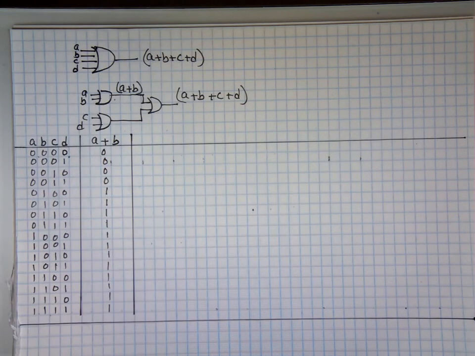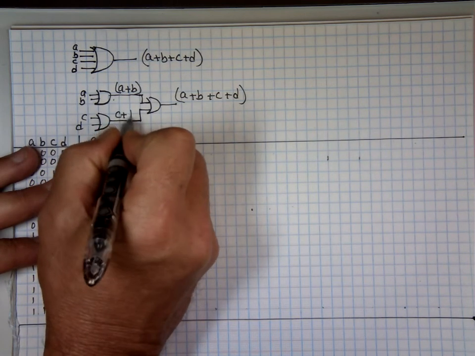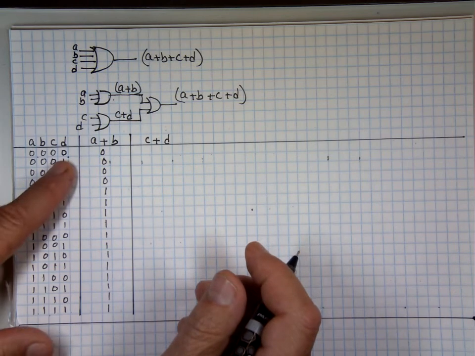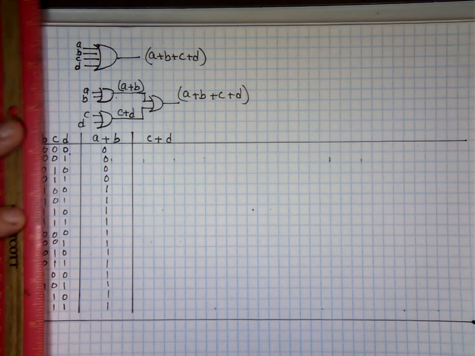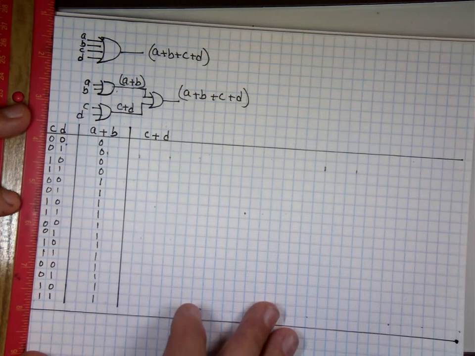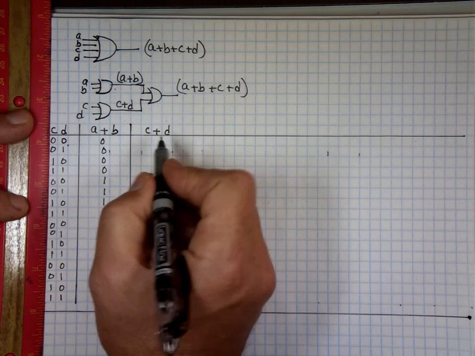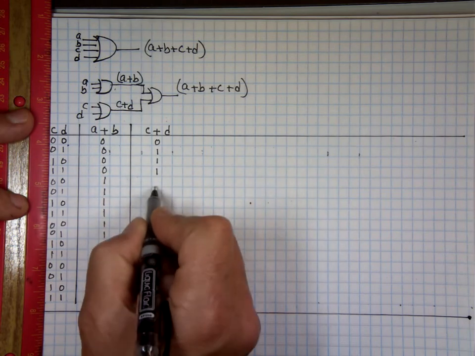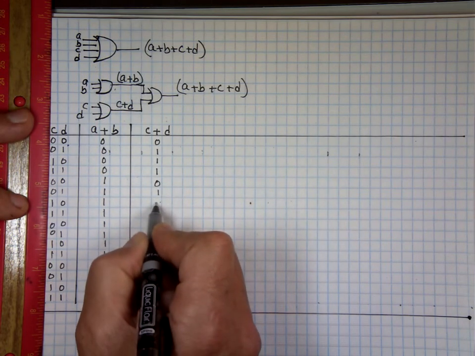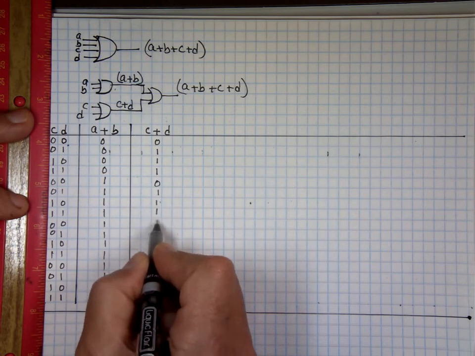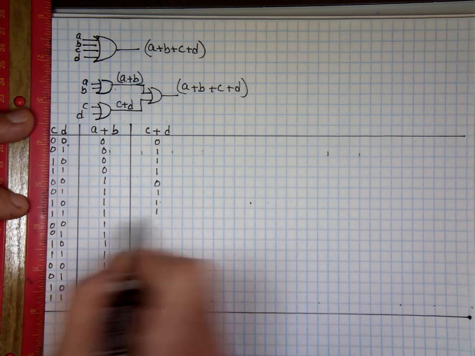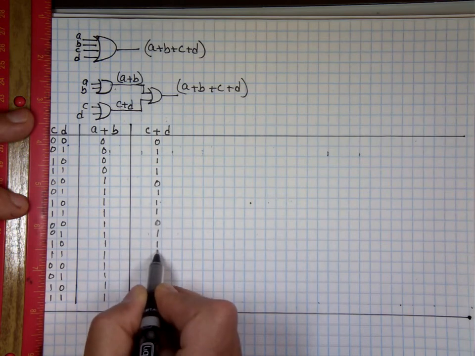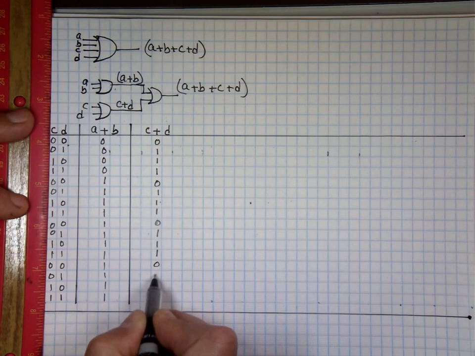Let's find C plus D. This is C and this is D, the last 2 columns. Just look at these 2 columns. 0, 1, it's always a 1. If you have a 1, there's a 1. That's a 0. 1, 1, 1, 0, 1, 1, 1. Next one is what? 0, 1, 1, 1. Next one, 0, 1, 1, 1.